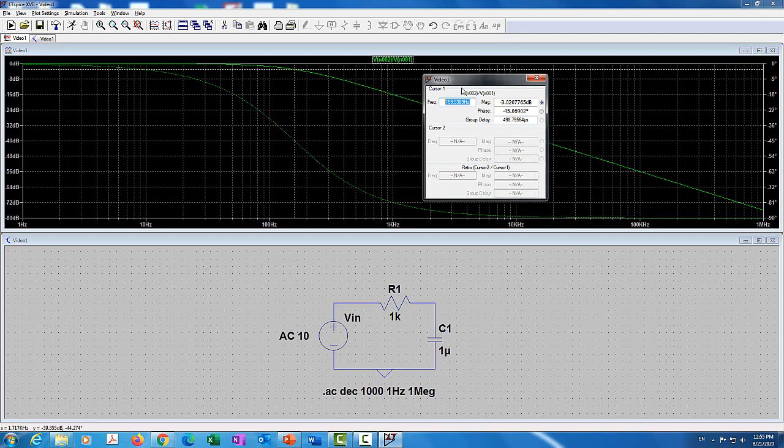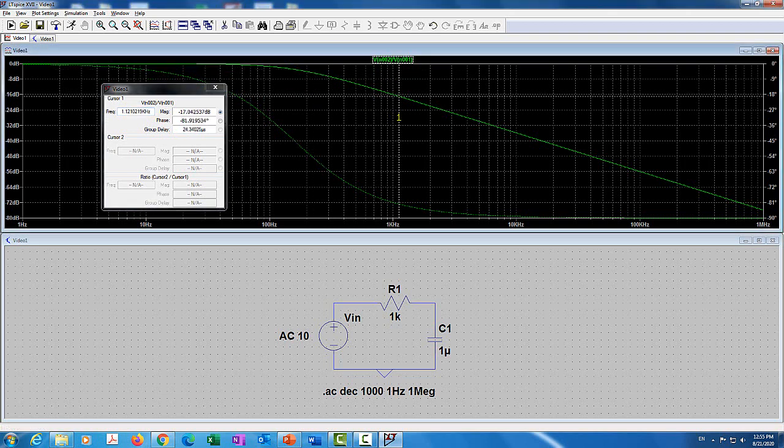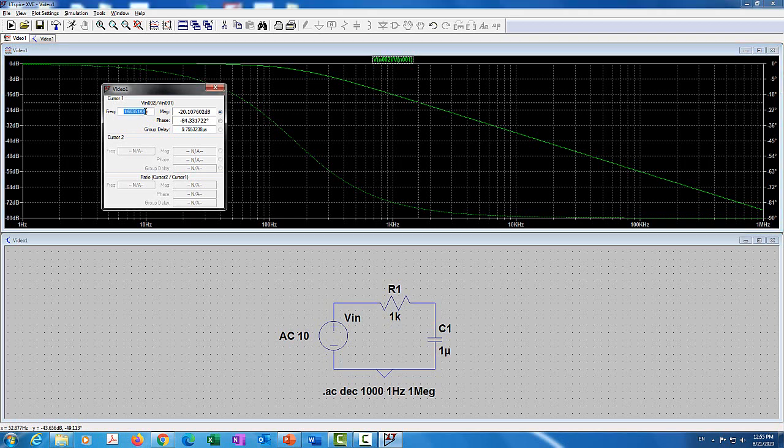If you go a decade later, you're going to see that roughly the gain is going to be negative 20 dB, because it's going to lose 20 dB per decade. So if I come over here until I hit 1590, I have 1600, very close. So you can see that the gain is roughly around negative 20 dB, right? It loses 20 dB per decade after that.